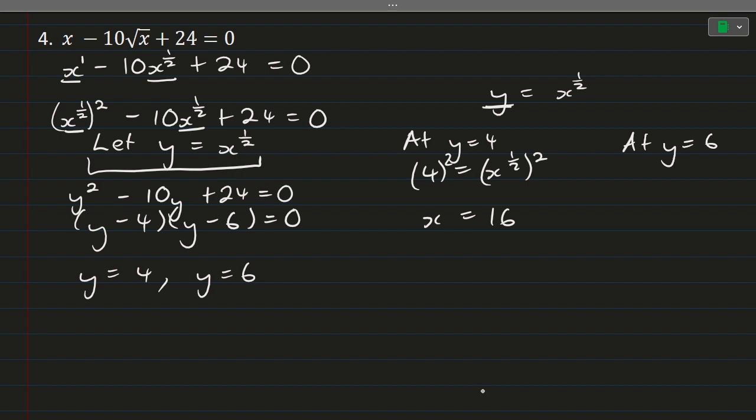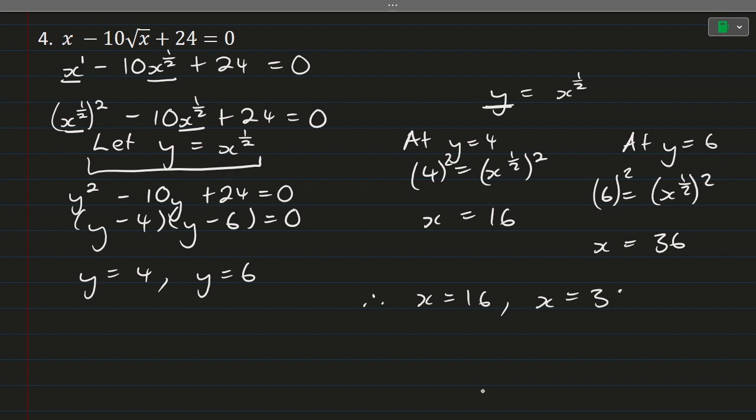And at y equals 6, substitute y with 6. It becomes 6 is equal to x to the power half. Then to get rid of the power half, square both sides, and that's x is equal to 6 squared, which is 36. So the final answer is x equals 16 and x equals 36.